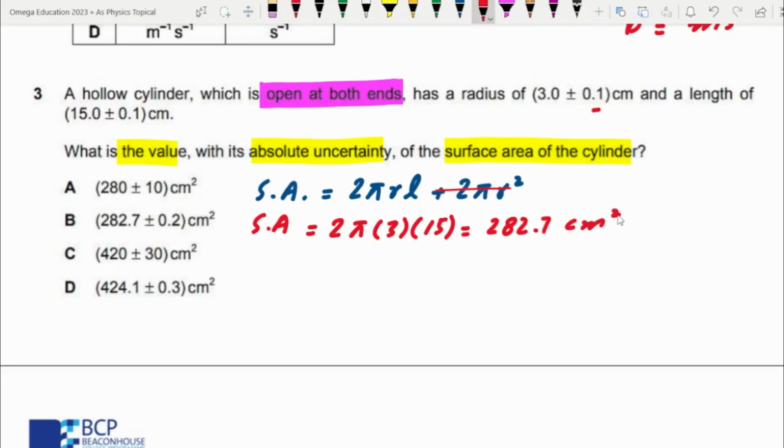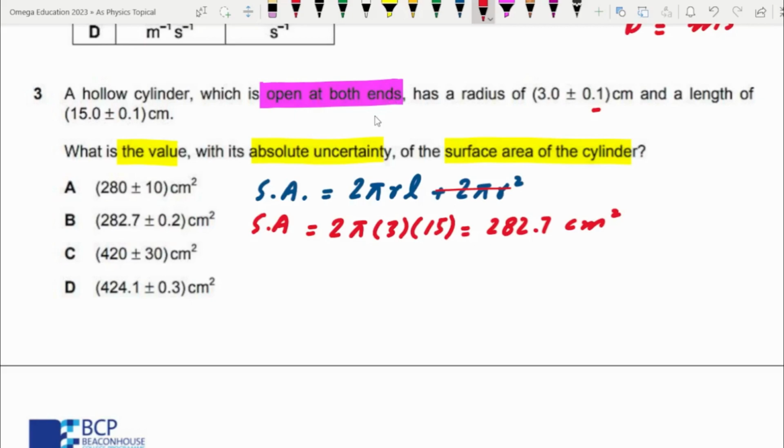Now you see, there's only a single option that reads 282.7 centimeter square for the principal value. Many of the students will be tempted to pick B as the right option. You should not be doing that, because 282.7 in 2SF can also be written as 280. So we cannot be sure if they have rounded off to significant figures or not. So we better calculate the absolute uncertainty just to make sure that we're going to get the right answer.